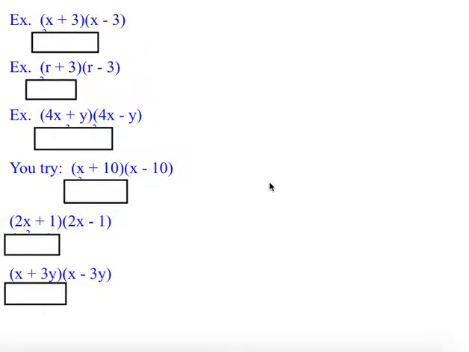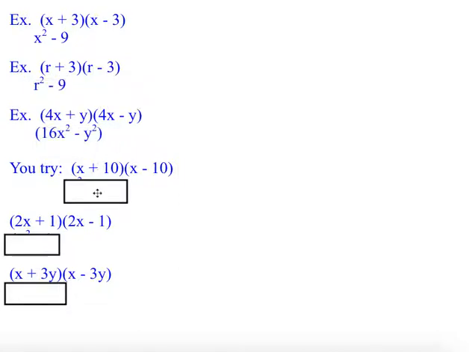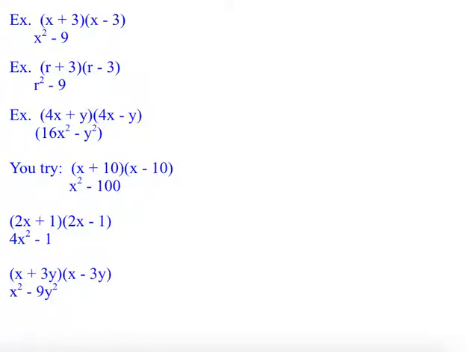So you can try these examples on your own, so you can pause the video and try them out. But you should get these answers: x squared minus 9, r squared minus 9, 16x squared minus y squared, x squared minus 100, 4x squared minus 1, x squared minus 9y squared. Okay?